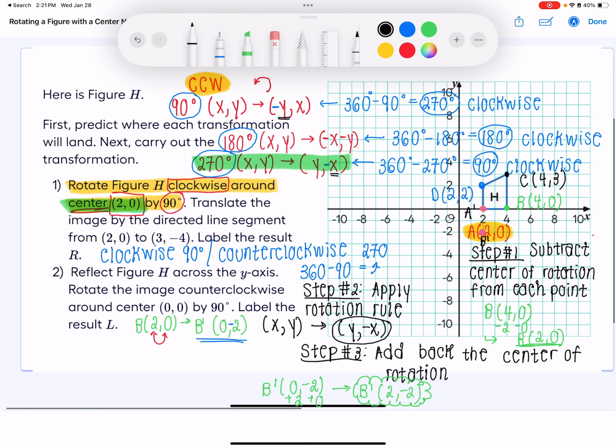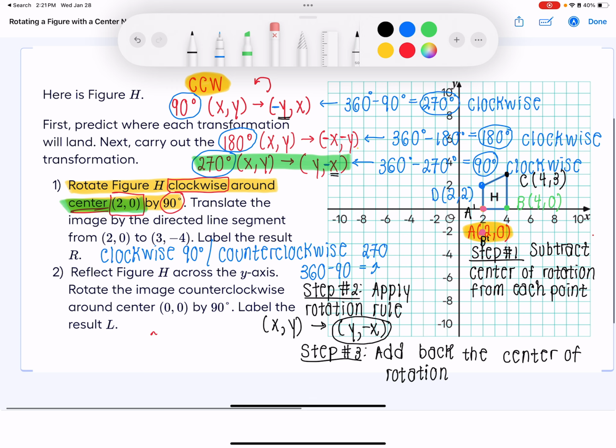Alrighty, now it's time for our C. I'm trying to find out what C prime is going to be. Feel free to pause this video and do it on your own and then come back to check your work. So we did B, and now we're on to C. So C, I have (4, 3).